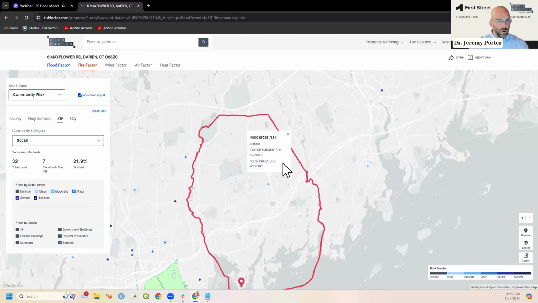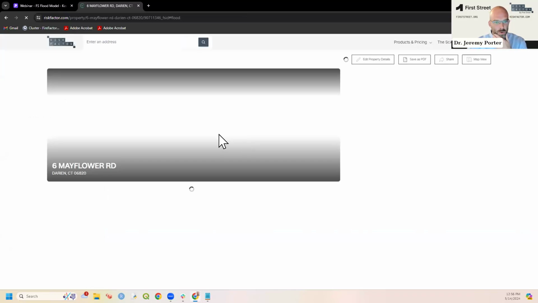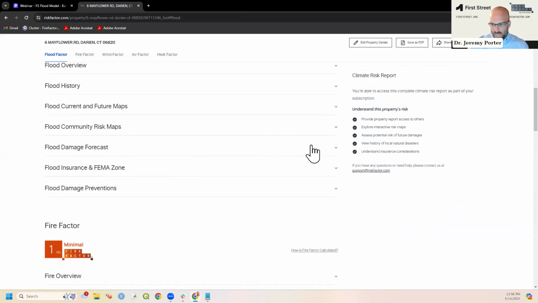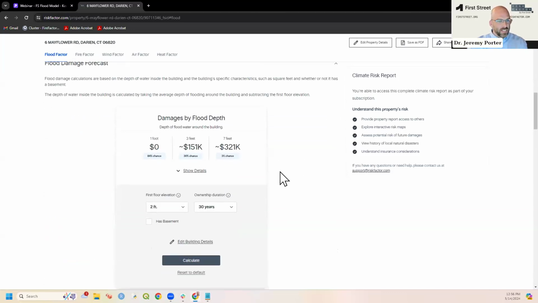As I pointed out earlier, all of this data is available in bulk form. It's available for portfolio matching. It's available for API access. Then the last thing I'll show you, just as we go back to answer any outstanding questions or any that we can get to, is the flood depth damage calculator that we have built in.